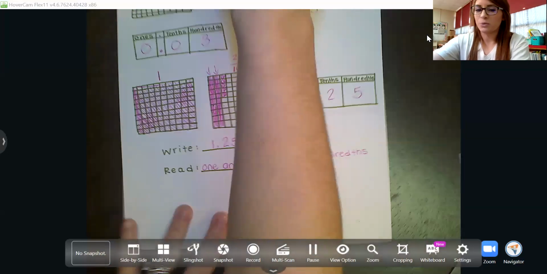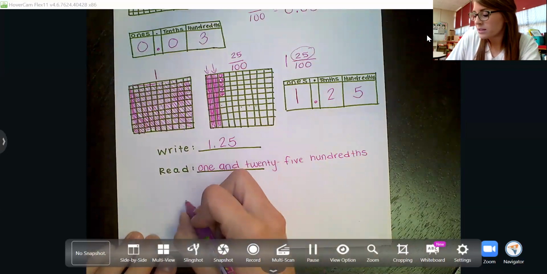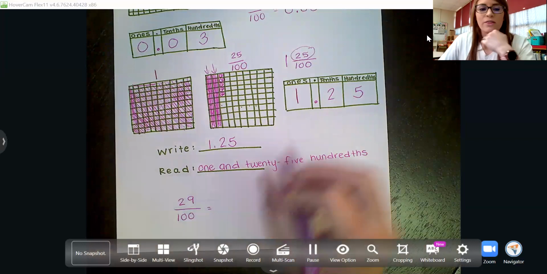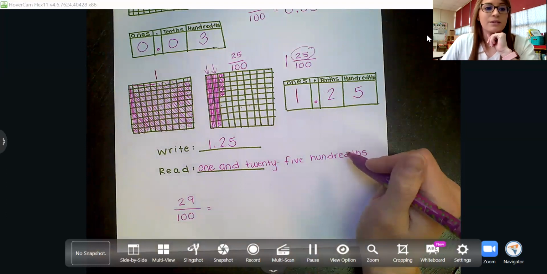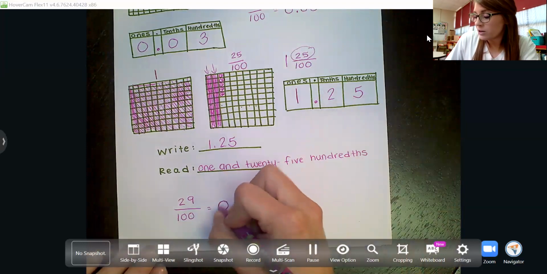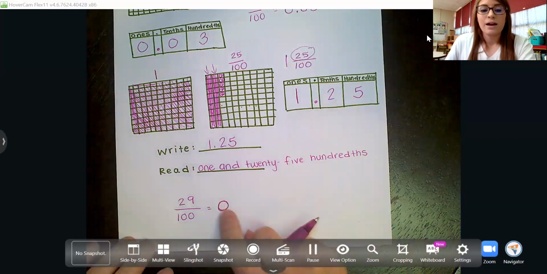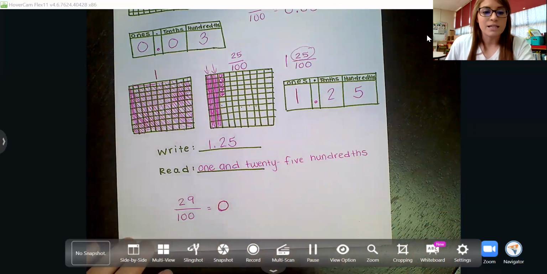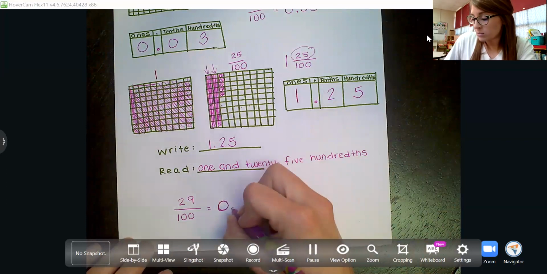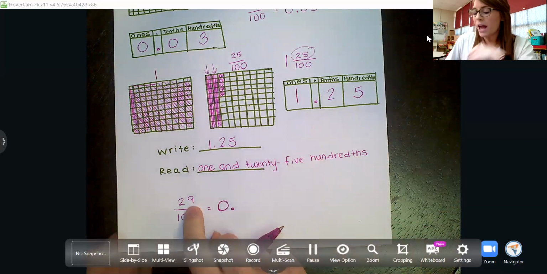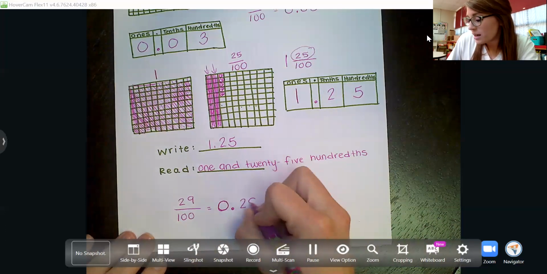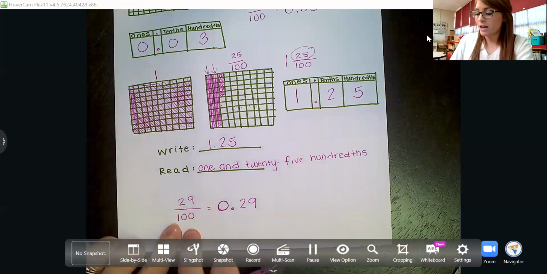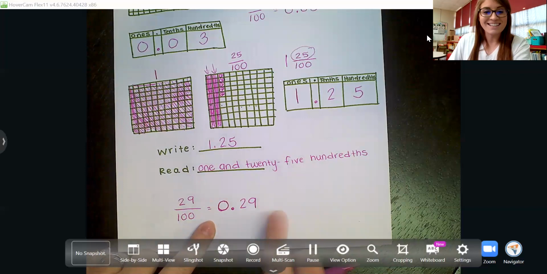All right, let me throw you an extra one. What if I gave you this? 29 hundredths. What do you think that would look like as a decimal point? How many ones do we have? Good, we do not have any ones, so we would put 0 here as our ones placeholder. And then what always goes in between our ones place and our tenths place? Very good, a decimal point. So 0 decimal point. And then how would I represent 29 hundredths? Very good, just by writing 29. Very good. So 29 hundredths is equivalent to 0.29.